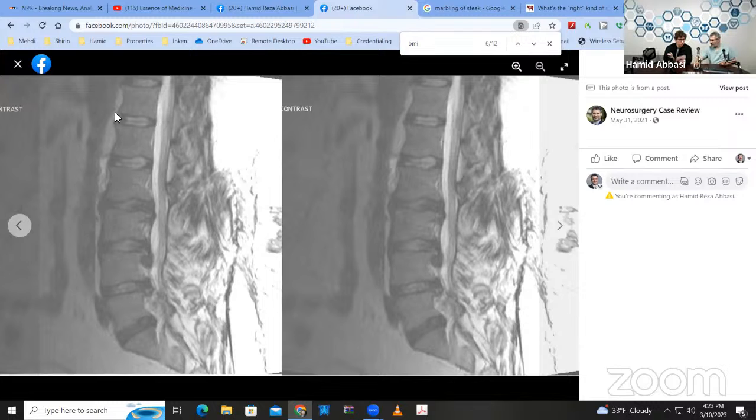But go ahead, Michael, describe what you see. So I see a sagittal view of the lumbar spine. How do you know it's T2? I told you it's a T2, how do you know I'm not lying? Because I can see the enhancement of the spinal cord.